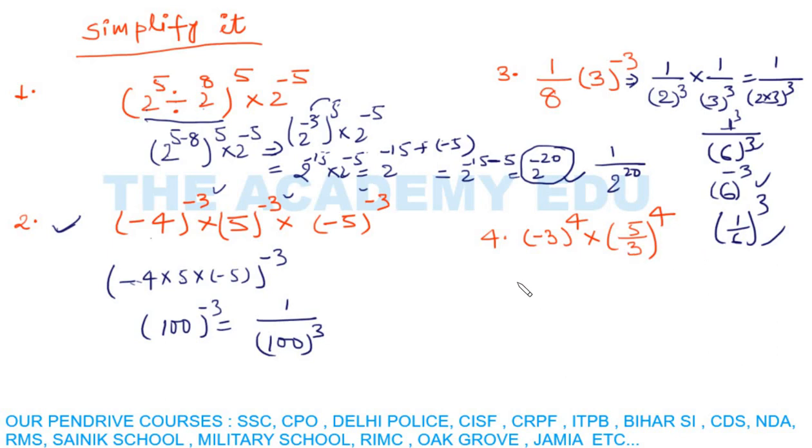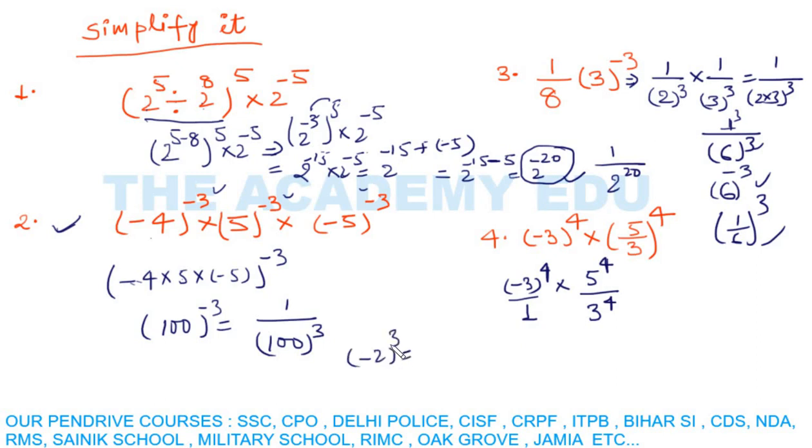Now see here, this is minus 3 raised to the power 4. So write minus 3 raised to the power 4, into 5 by 3 raised to the power 4. So I can write it as 5 raised to the power 4 over 3 raised to the power 4. Here there is nothing, so I can write 1 here. Now see, there is a rule here. Suppose we have minus 2 raised to the power 3.